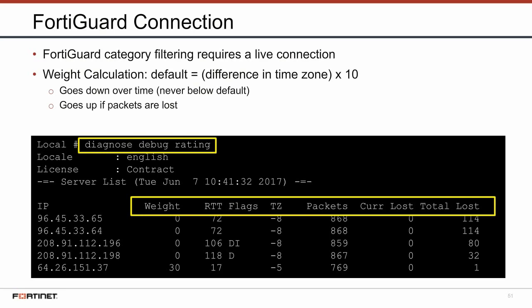Flags. D: IP returned from DNS. I: contract server contacted. T: being timed. F: failed. TZ: server time zone. Cur lost: current number of consecutive lost packets in a row, resets to 0 when one packet succeeds. Total lost: total number of lost packets. The list is of variable length depending on the FortiGuard distribution network, but it displays approximately 10 IPs.